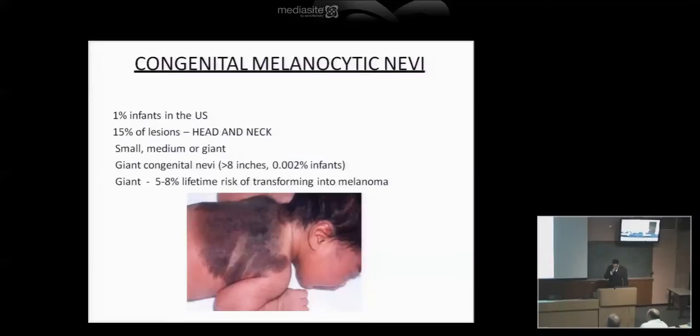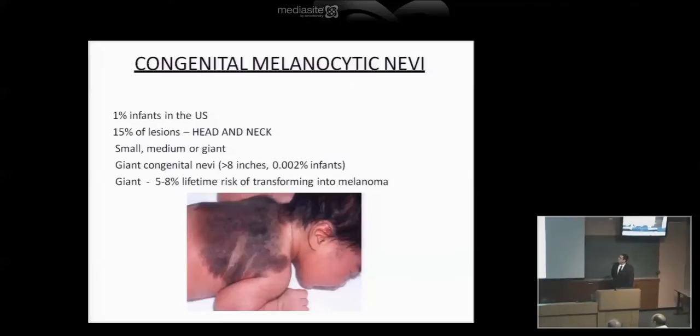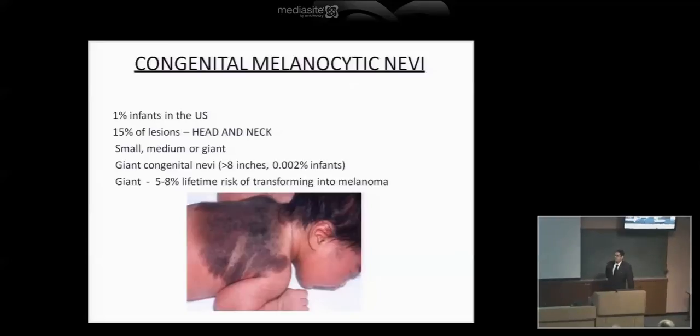Congenital melanocytic nevus, as the picture shows this infant with a large nevus on the back region. It's seen in about 1% of infants in the United States. 15% of lesions in infants occur on the head and neck region. They may be divided into small, medium, or giant. Giant congenital nevi are more than 8 inches in diameter, and the incidence of that is about 2 in 1,000 infants in the United States. These giant lesions are important because they have a 5 to 8% lifetime risk of transforming into melanoma, which is much higher than the 0.6% which I had mentioned in the previous slide in the general population.